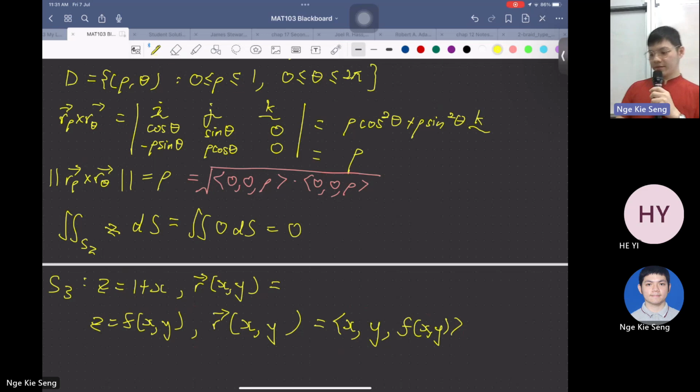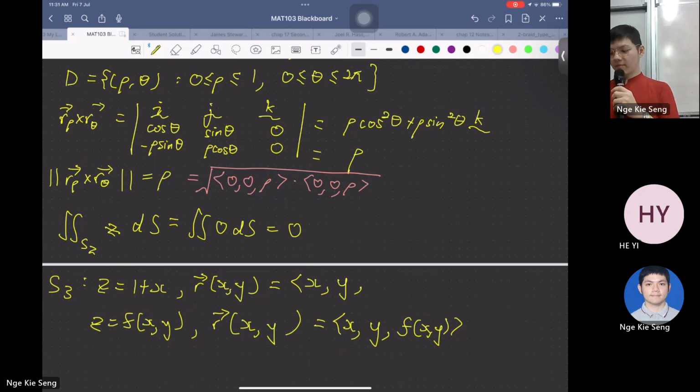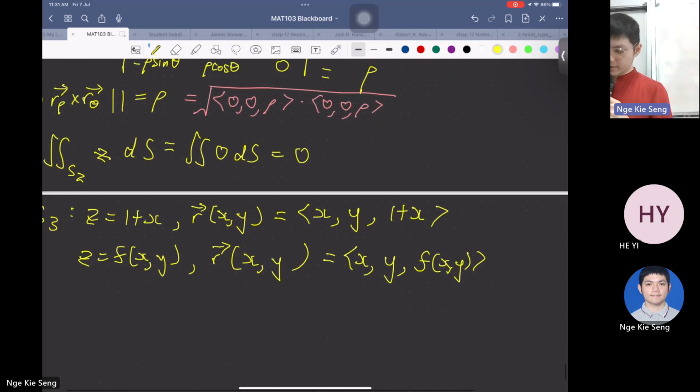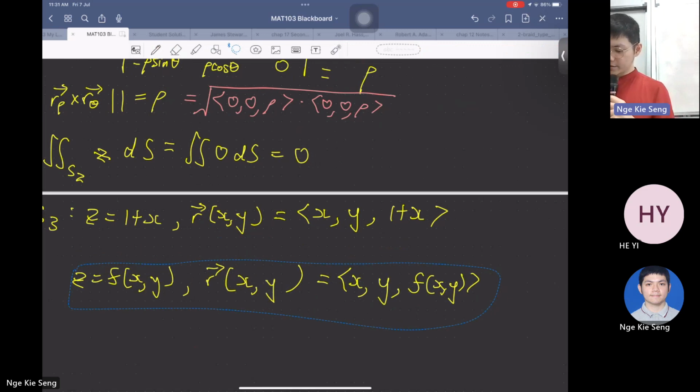what is X? What is the X coordinate, to be precise? It's just X. How about Y? Y. How about Z? 1 plus X. So this is the form for Z equals F of X, Y, a vector function. But in our case here, do we want the whole plane or not?